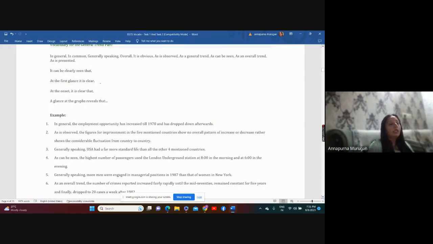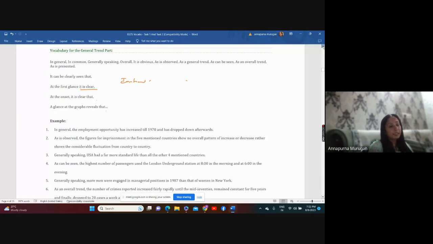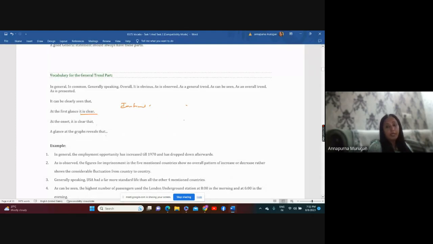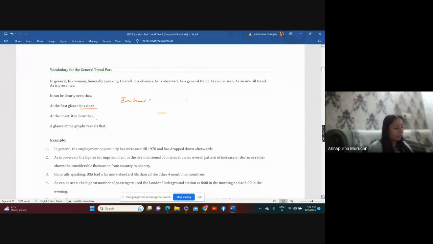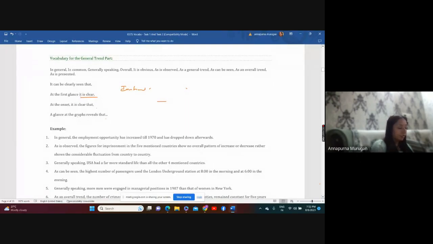Okay. So it can be clearly seen, or at first glance it is clear, at the onset it is clear. A glance at the graph, the initial analysis of the graph, gives us... Because you're giving an initial overview, just try to present that initial overview. You're not doing the crude analysis here, you're doing the initial analysis in the beginning. So the initial analysis you can start off something like this. This is how your introduction becomes beautiful, isn't it?